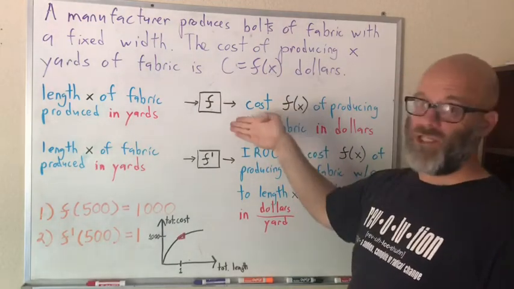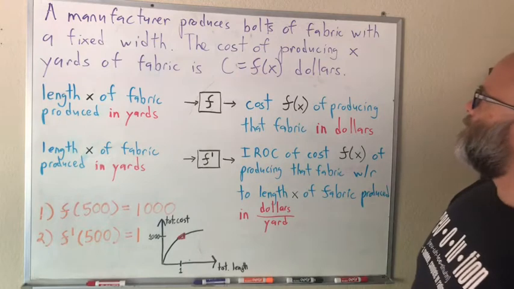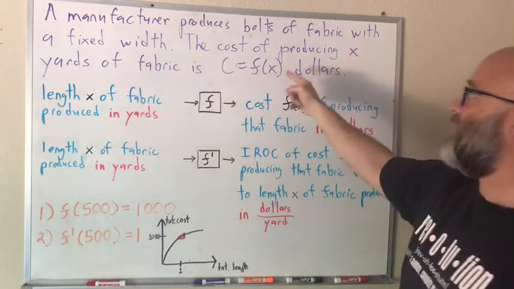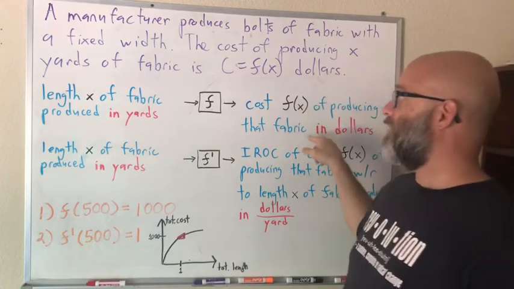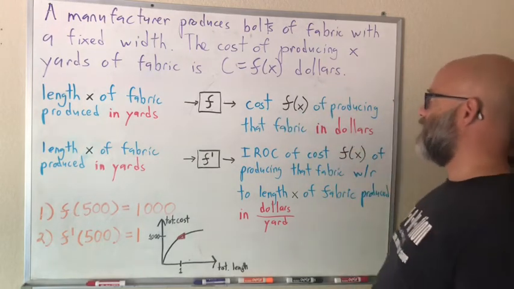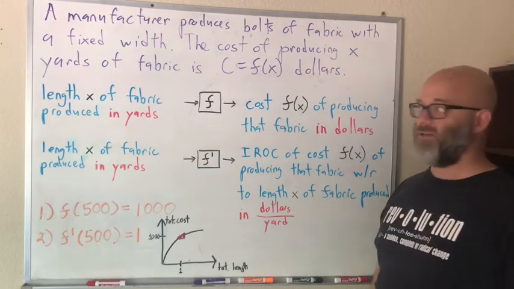First, on the original function, f. Well, it tells us what's coming out. The cost of producing x yards of fabric is C equals f of x dollars. That's what this function's coming out is, right? The cost f of x of producing the fabric in dollars.